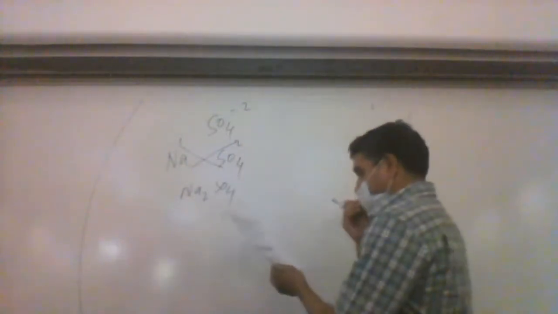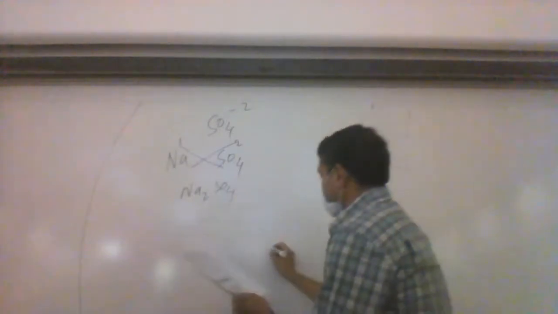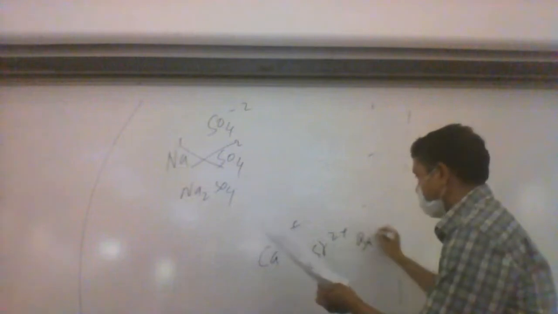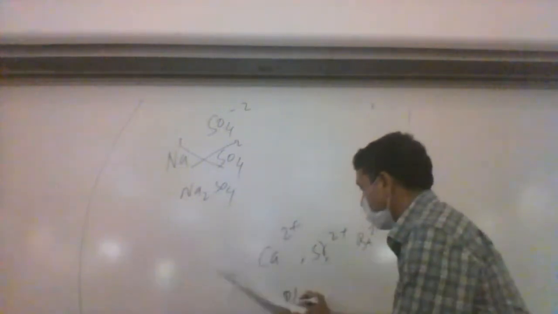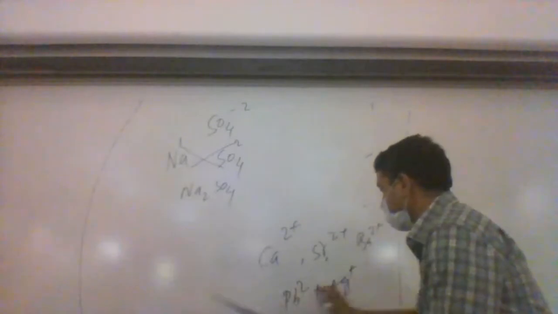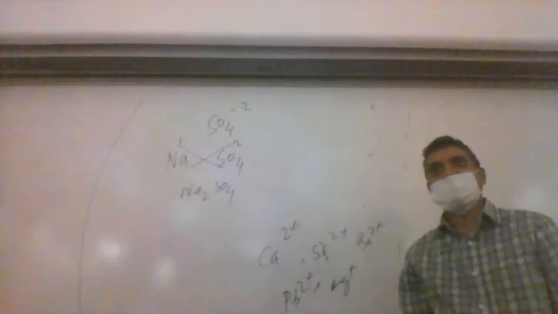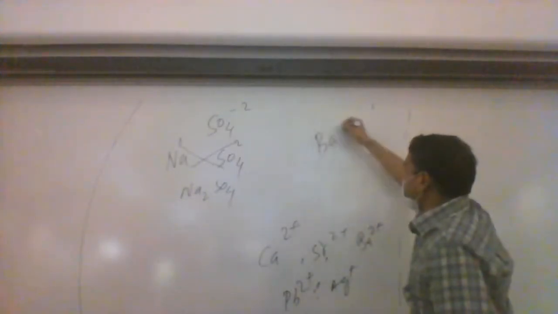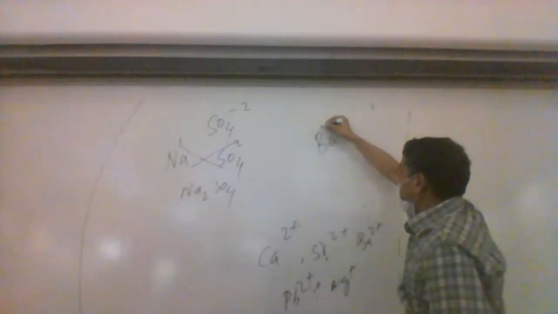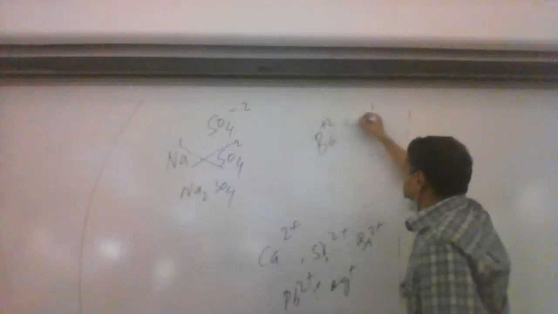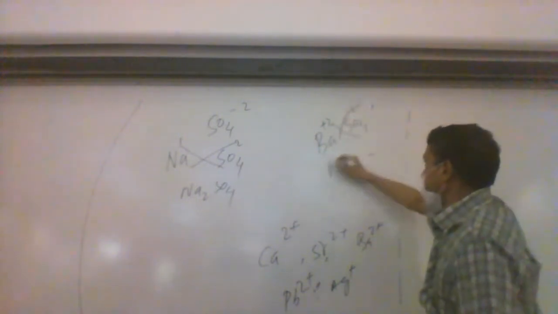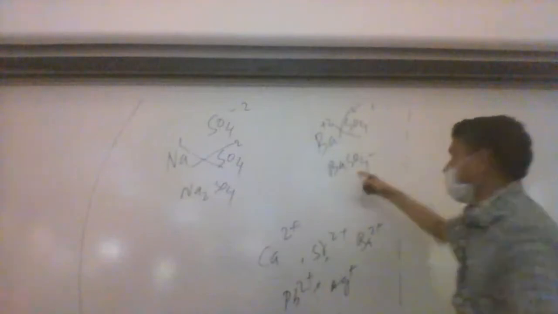So how about this one? Now go down to the exception: calcium, strontium, barium. Again, calcium 2+, strontium 2+, barium 2+, and then Pb 2+ and Ag+. If you combine this guy with this guy, it is not going to dissolve in water. Calcium sulfate doesn't dissolve. Barium sulfate doesn't dissolve. So does it give solid, or is it a clear liquid? Barium 2+ and sulfate 2-. So this comes here, this comes here. Since it's 2 and 2, we don't write the number. So BaSO4. Does it dissolve in water?